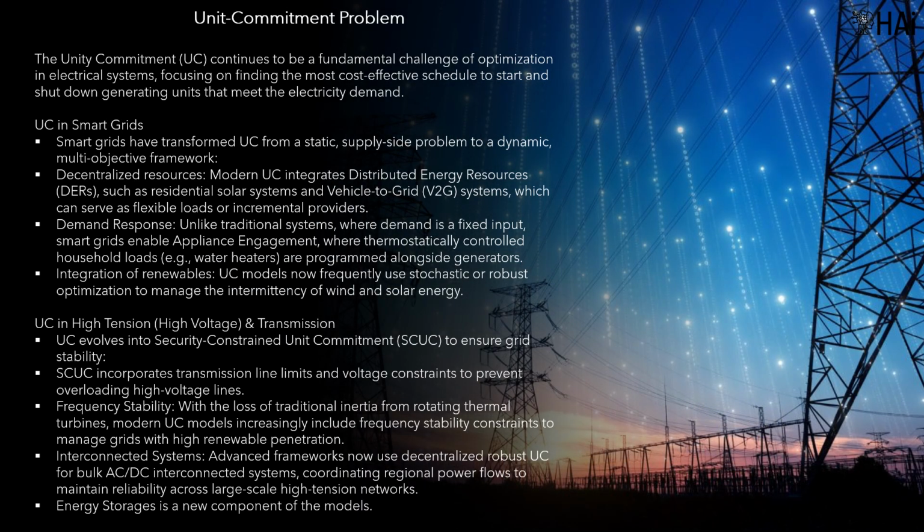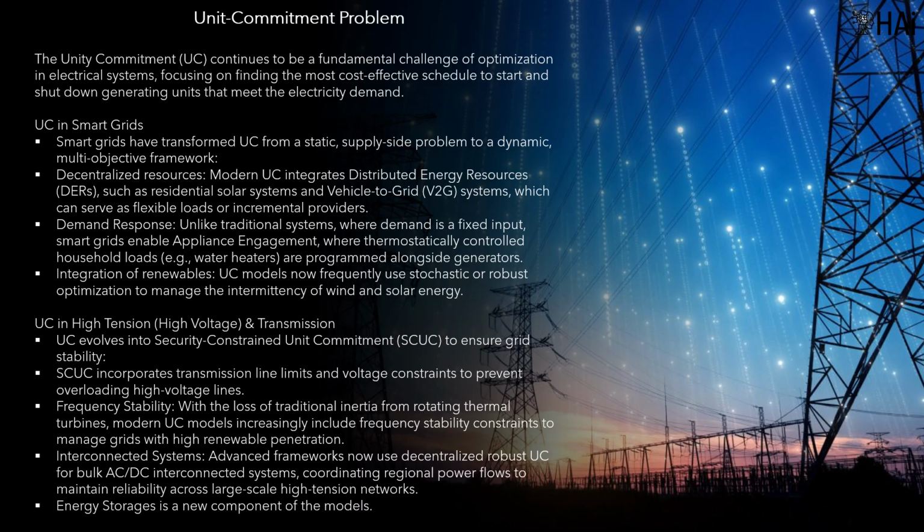Unit Commitment Problem. The unit commitment, UC, continues to be a fundamental challenge of optimization in electrical systems, focusing on finding the most cost-effective schedule to start up and shut down generating units that meet the electricity demand. UC and smart grids. Smart grids have transformed UC from a static, supply-side problem to a dynamic, multi-objective framework.